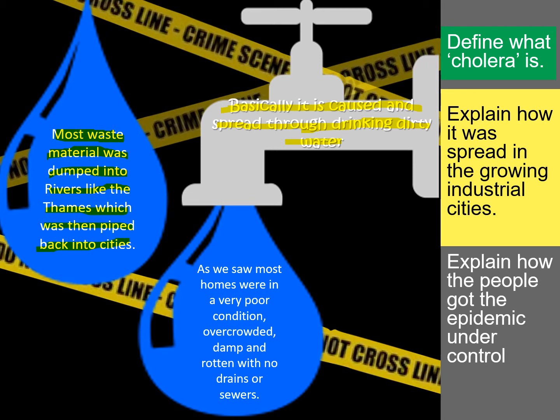So this water was then piped back into the cities, and it didn't have the same water treatment that water nowadays would have, and it would be coming through these pipes into these pumps, which are often right beside these cesspits. As we already saw as well, most of these Victorian homes in the poorer areas are in very, very poor condition. They're overcrowded, they can be damp and rotten, they don't have drains or sewers and things like that. And if you have a landlord who is not willing to empty out your waste materials, then that means that your cesspit is going to be overflowing, and it is going to result in it contaminating the water supply.